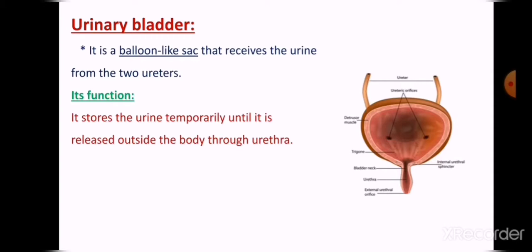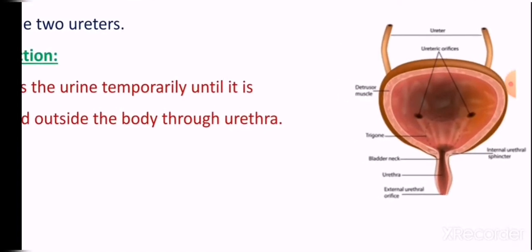Okay? What is the function of it? It stores the urine. The function of the bladder is to store the urine temporarily, not permanently, until it is released outside the body through a tube called the urethra. So the bladder is a balloon-like sac that receives the urine from the ureter.